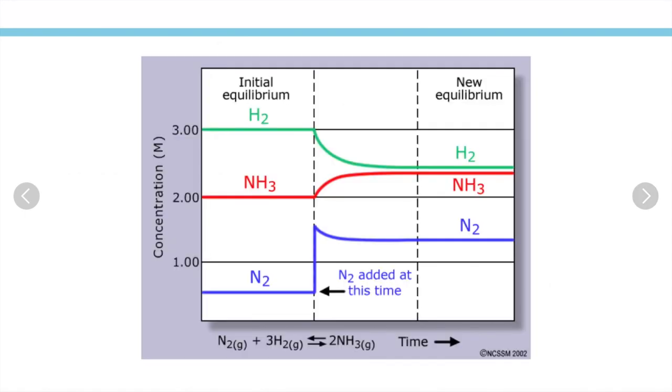And here's a helpful visual to show how this all works. So the system was already at equilibrium, and then here is when the nitrogen gas was added. The concentration of the product ammonia increased and the concentration of the reactant hydrogen gas decreased. And finally, equilibrium was achieved again.